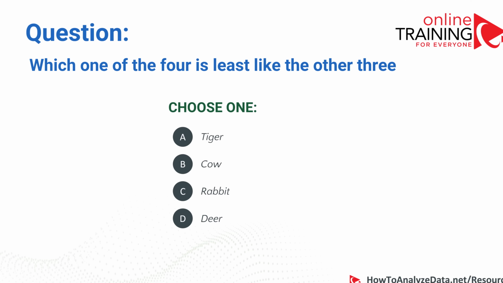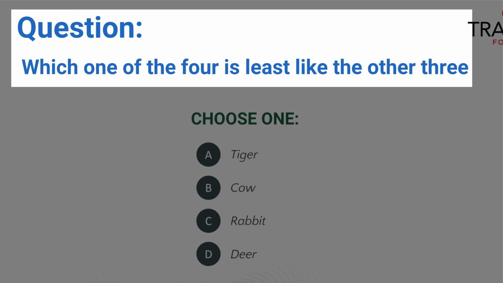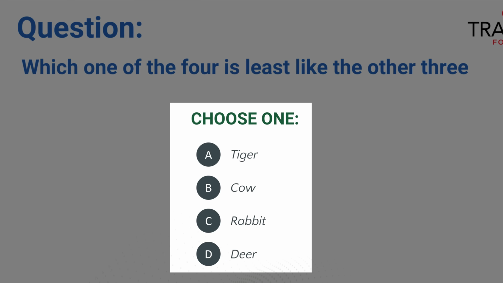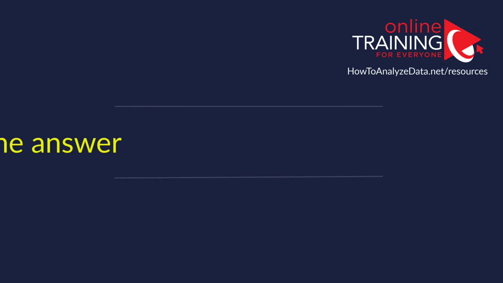Let's look at another tricky question. Which one of the four is the least like the other three? And then we need to choose the correct answer: tiger, cow, rabbit, or deer. Which one do you think is right?